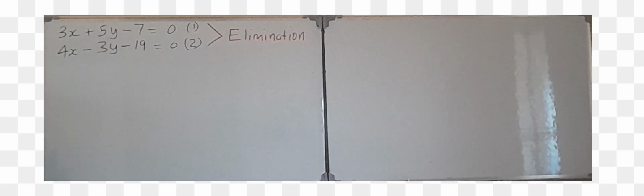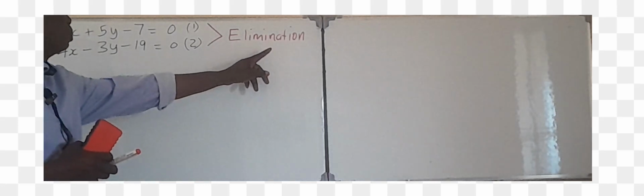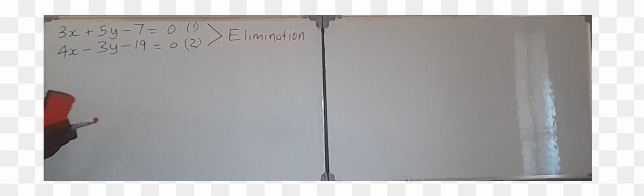Now we are going to do this by destroying one of the equations. That's why it's called the method of elimination, because in order to destroy one of the equations, we have to eliminate one of the variables. Which one you eliminate is a matter of choice or a matter of judgment.